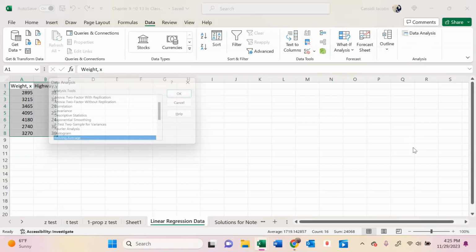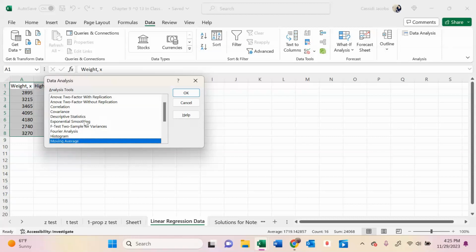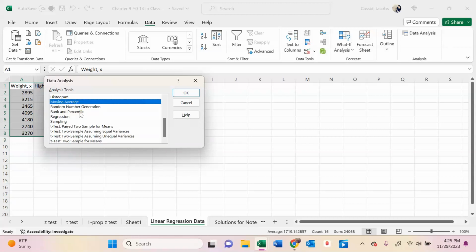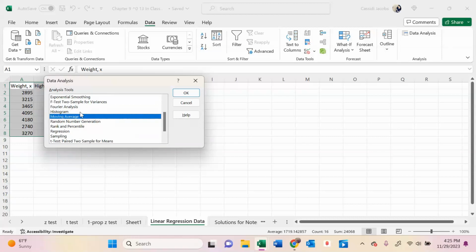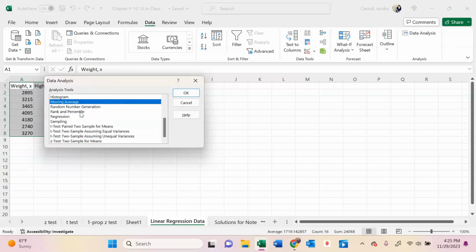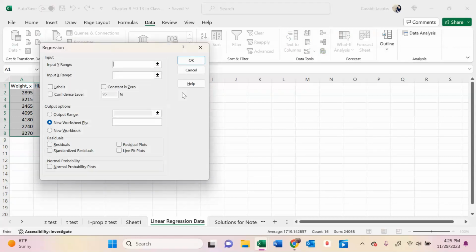So I'm going to click data analysis here. And you know, it has a lot of different options here. We are going to use the linear regression option. So we're going to choose regression here and click OK.